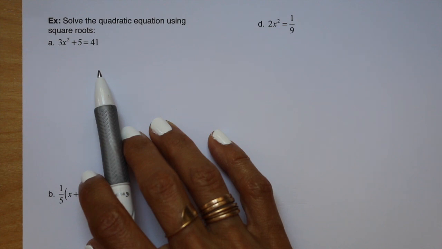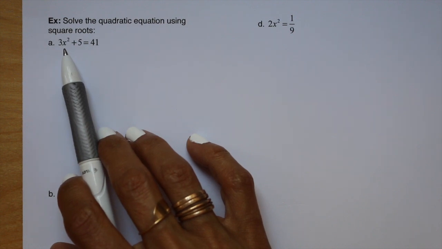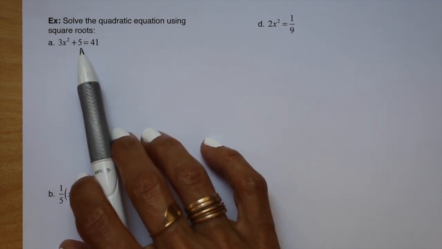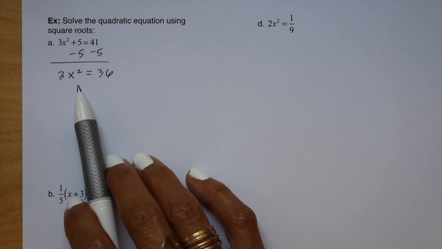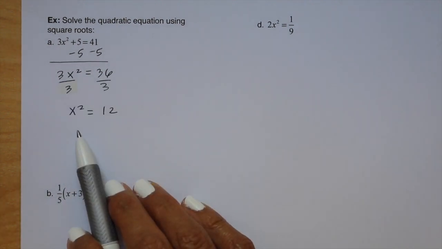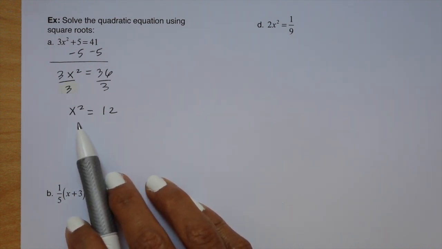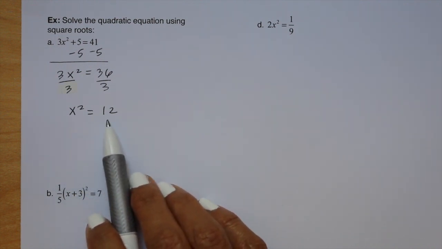So now we're going to solve quadratic equations using square roots. For this first problem, just like any equation, first we want to isolate the variable, so the first step is we're going to subtract 5 from both sides. Next, to keep isolating the variable, we're going to divide both sides by 3. Okay, so now we have x squared equals positive 12. To get the x by itself, we're going to take the square root of both sides.